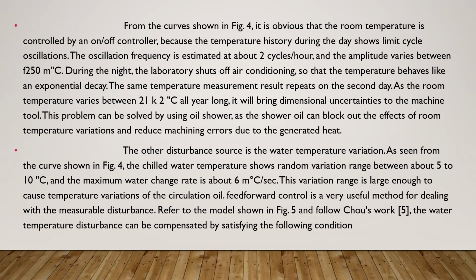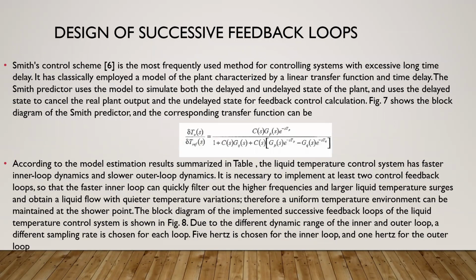The variation range is large enough to cause temperature variations of circulation oil. Feed forward control is a very useful method for dealing with measurable disturbances. Refer to the model shown. The flow shows how the water temperature disturbances can be compensated by stating the following conditions. Design of successive feedback loops.